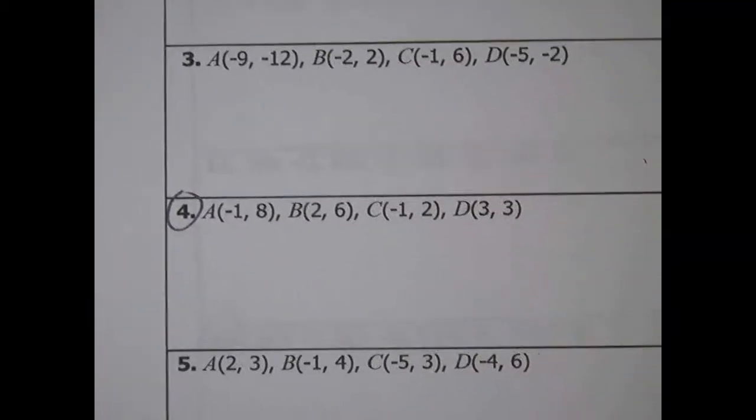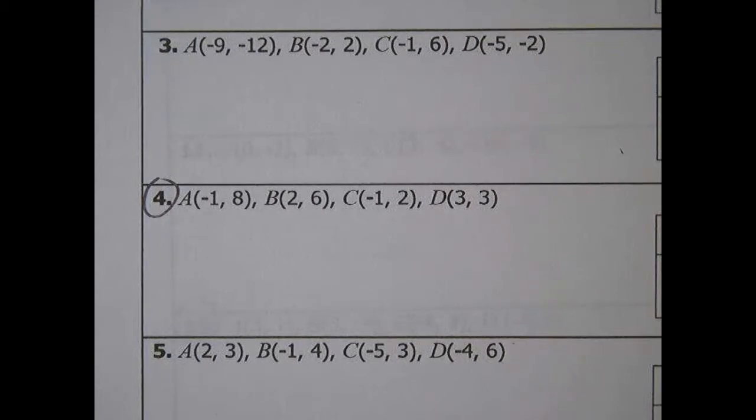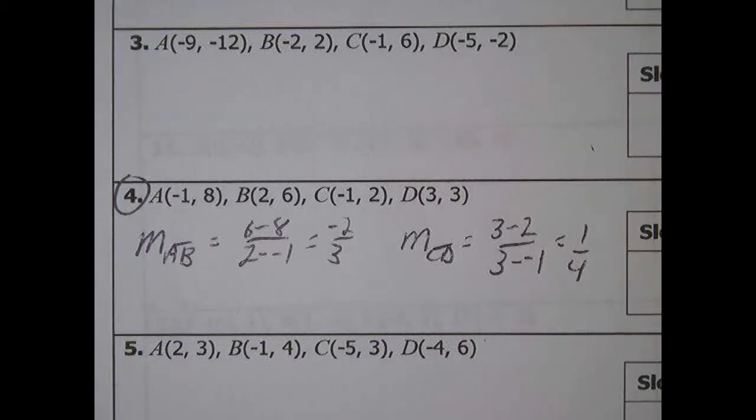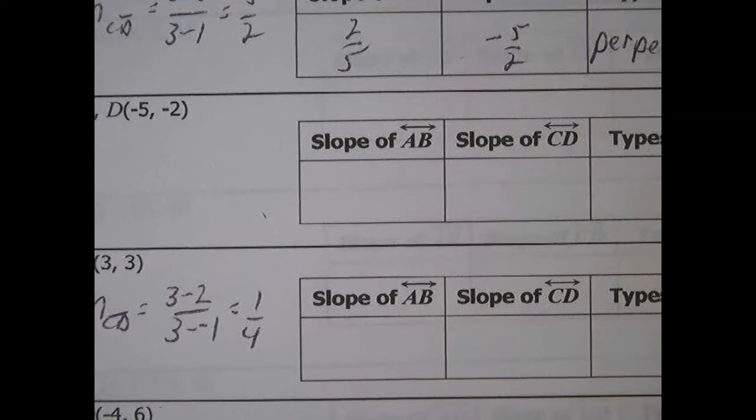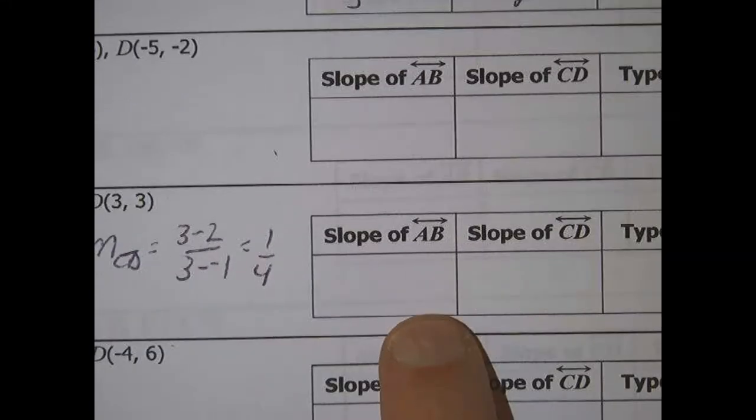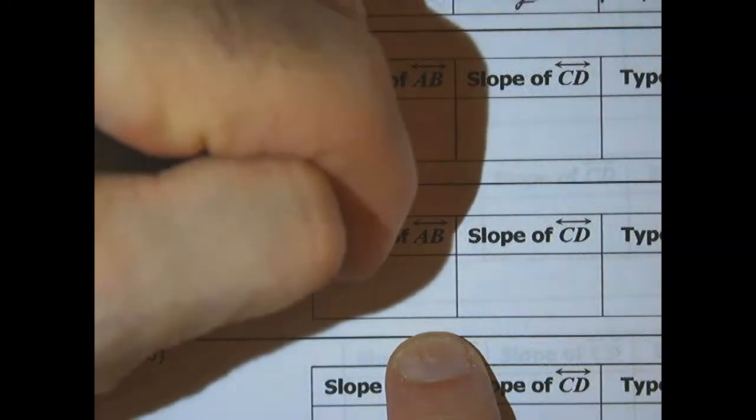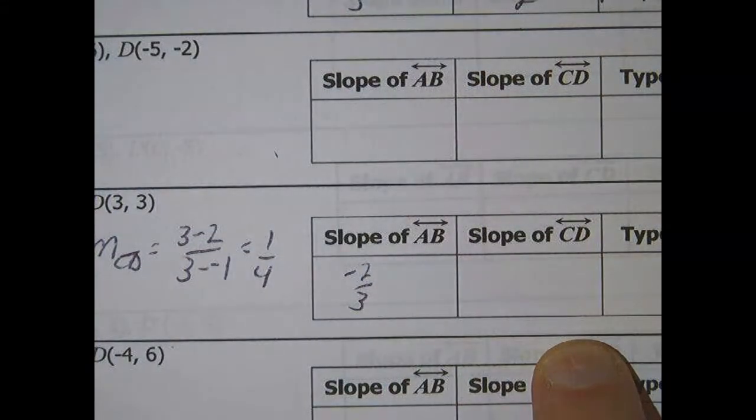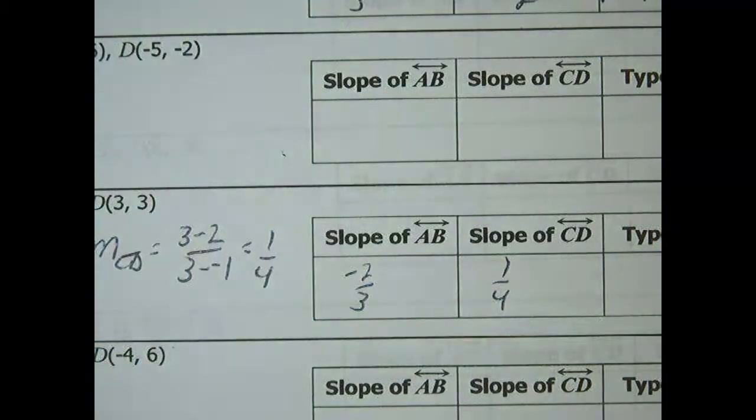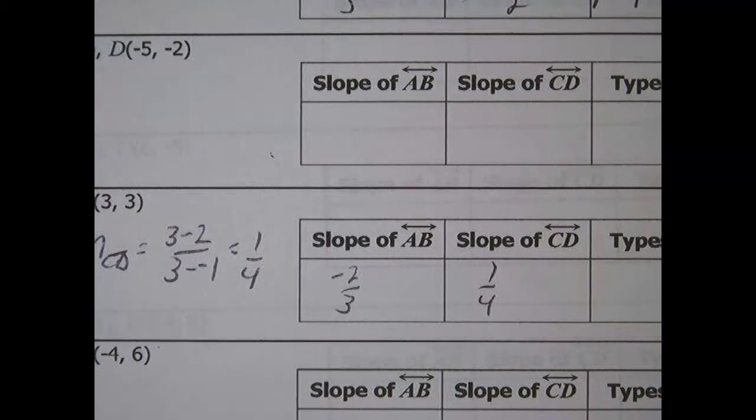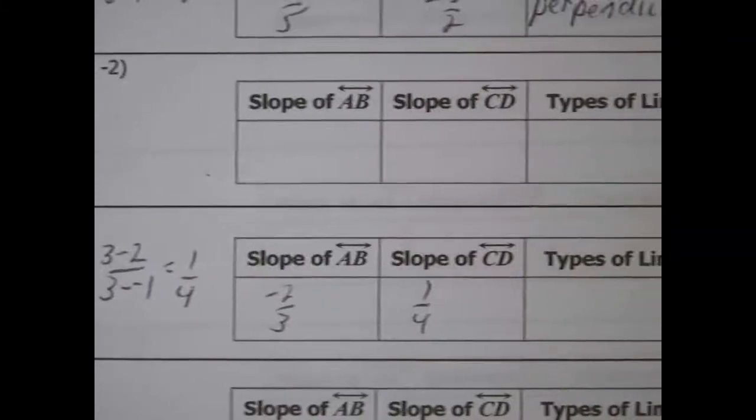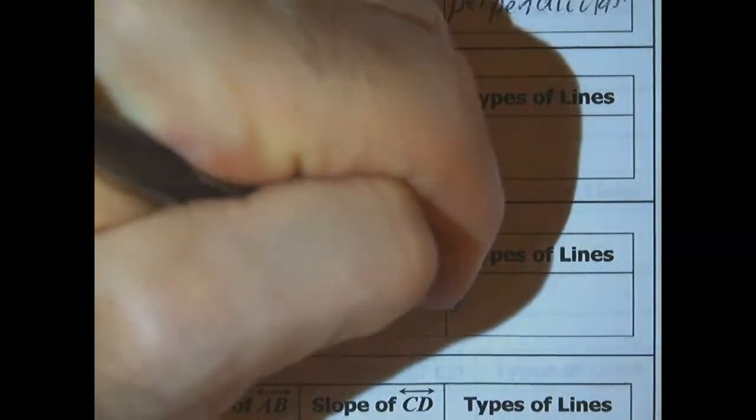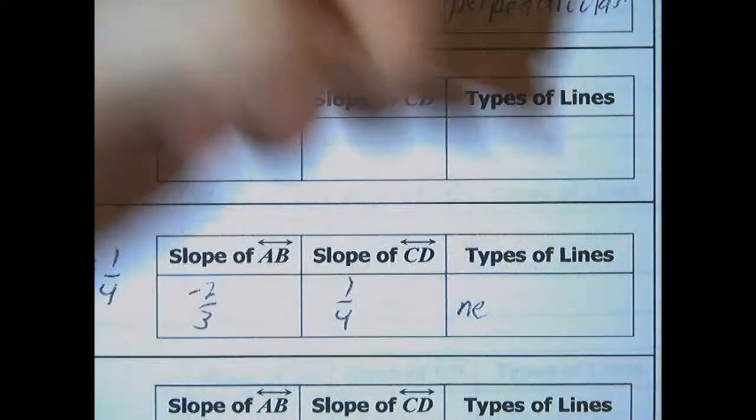Okay, let's skip to number 4. And we'll do the same thing. We'll pause the video and see what we end up with. All right, there's the slopes. Let's put them in their spaces to the right here. So the slope of AB right here is negative 2/3. The slope of CD is 1/4. They're definitely not the same. And I don't see that they're reciprocals. They're opposites, but they're not reciprocals. So these two lines are neither perpendicular nor parallel.